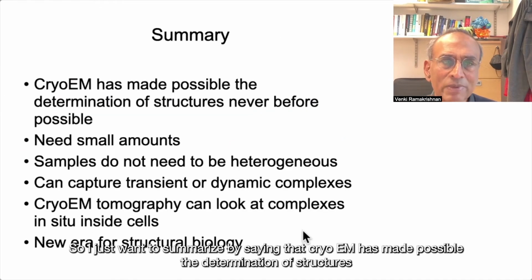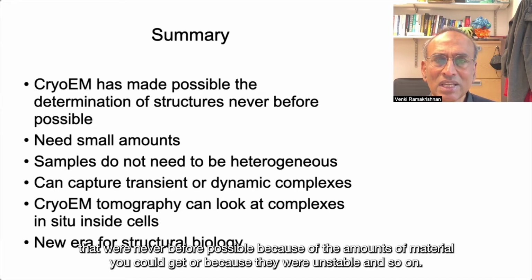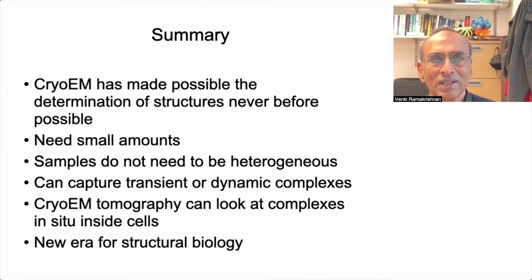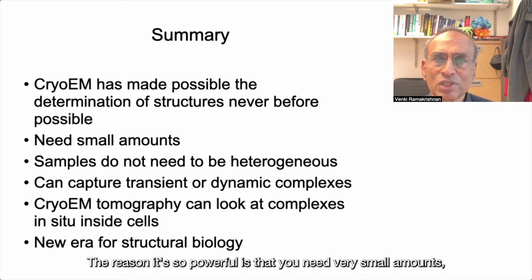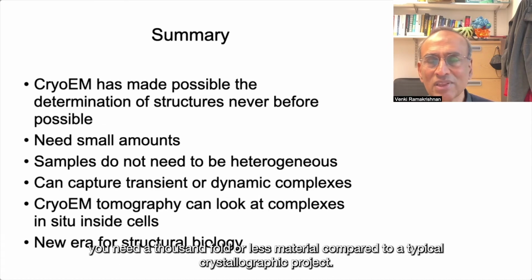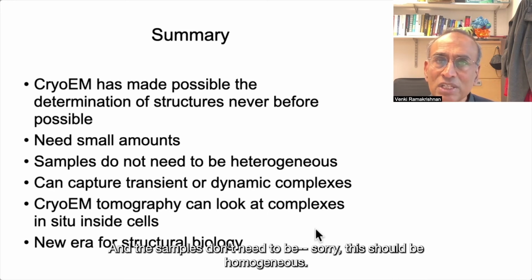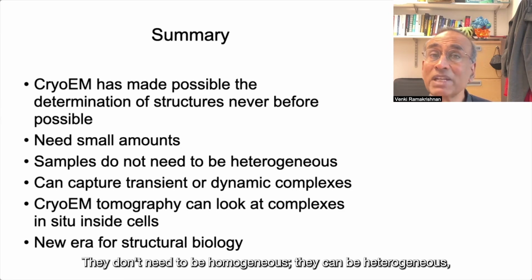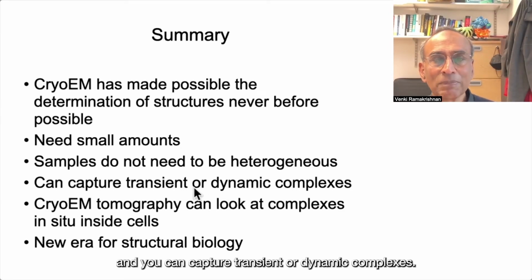So I just want to summarize by saying that cryo-EM has made possible the determination of structures that were never before possible, because of the amounts of material you could get, or because they were unstable and so on. The reason it's so powerful is that you need very small amounts. You need a thousand-fold or less material compared to a typical crystallographic project. And the samples don't need to be homogeneous. They can be heterogeneous. And you can capture transient or dynamic complexes.